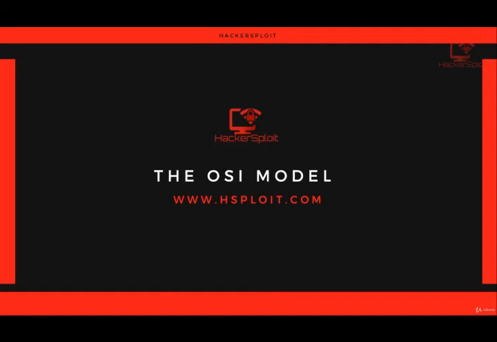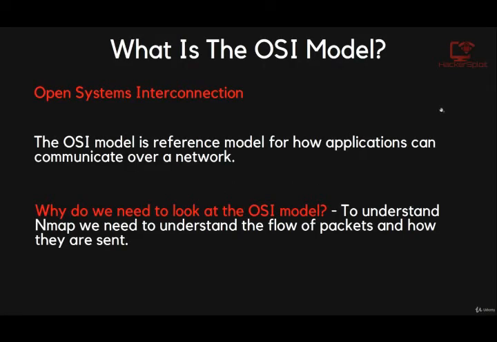Now, by definition, the OSI model stands for the Open Systems Interconnection. Alright, so it acts as a model or a reference point for how applications can communicate over a network. So it's a reference point for network engineers or systems administrators to look at and understand how applications communicate over a network.